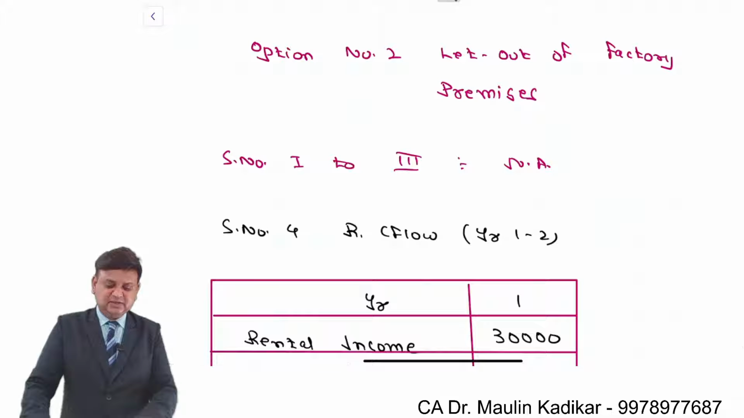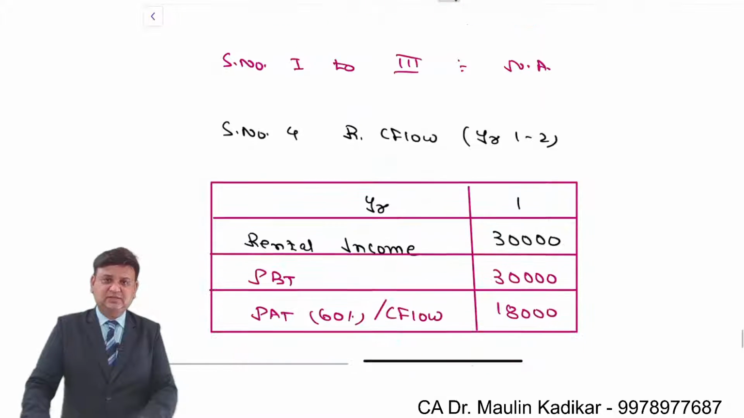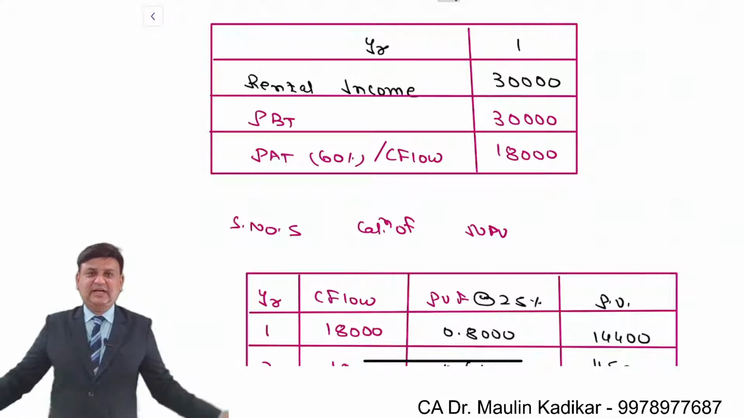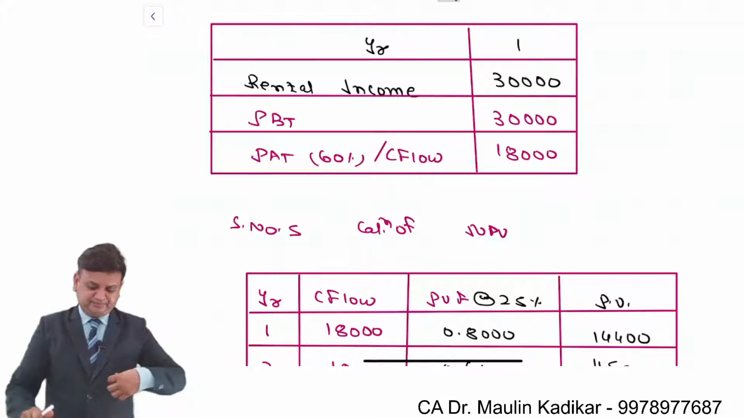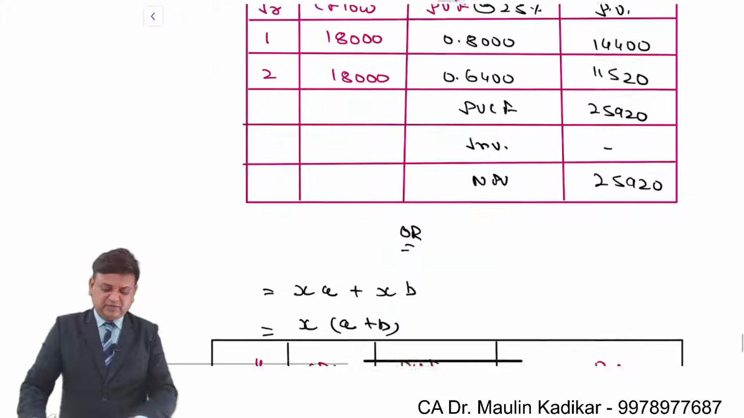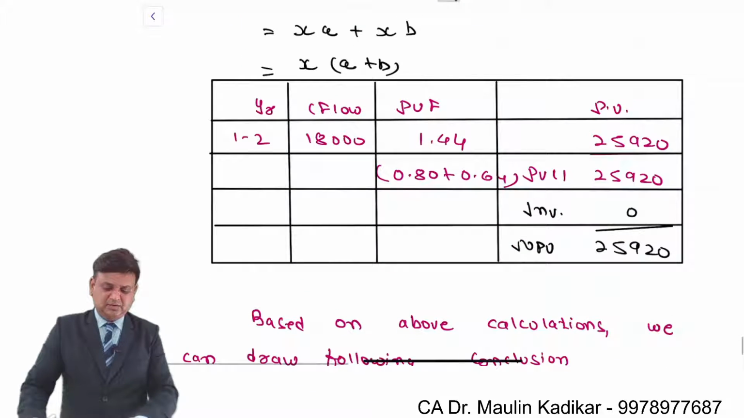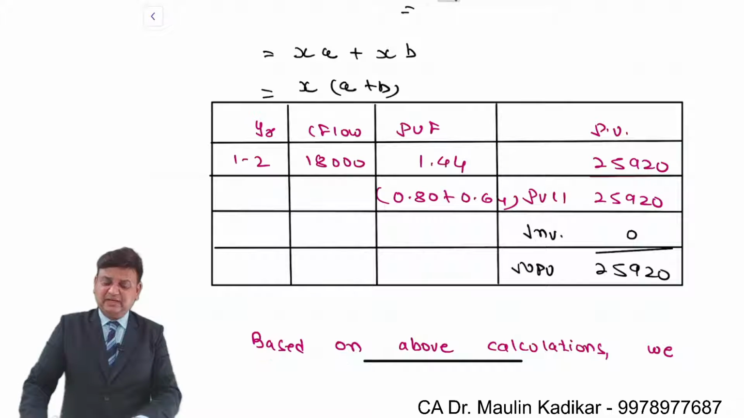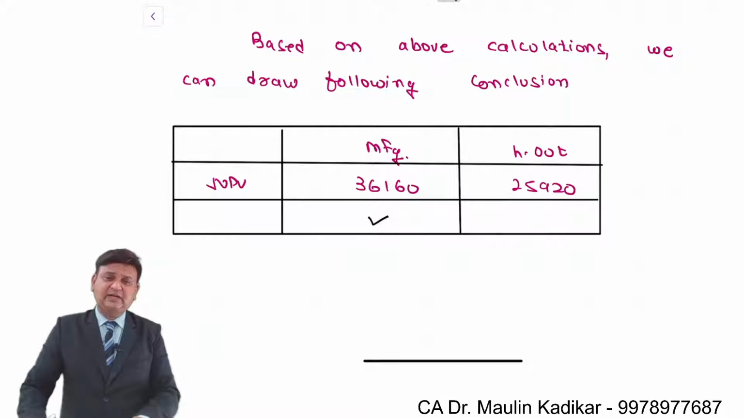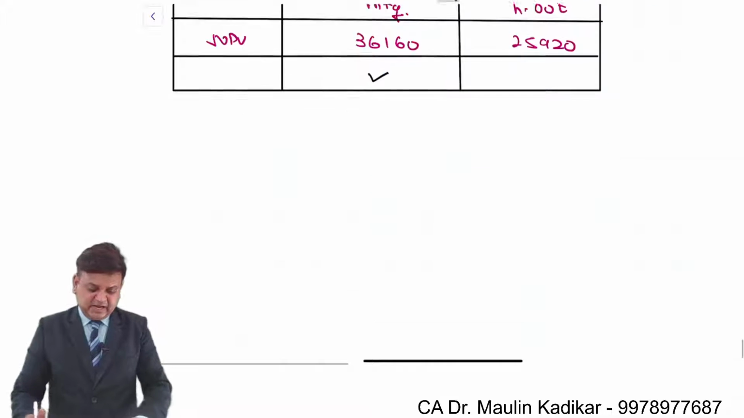Second option is let out of the factory premises. First 3 steps are not applicable. First year cash flow is an amount of 18,000. It is discounted in present value term for NPV calculation. The presentation of the answer can be made differently. You make a comparison of both NPVs and you select the option which is having higher positive NPV.